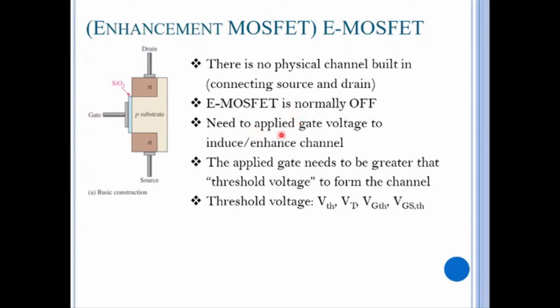So we need to apply a positive gate voltage to induce or enhance the channel. For example, this is a P-type substrate, so we need to apply a positive voltage at the gate. So what will happen when we apply the positive voltage at this terminal? An electron channel will be induced or enhanced.